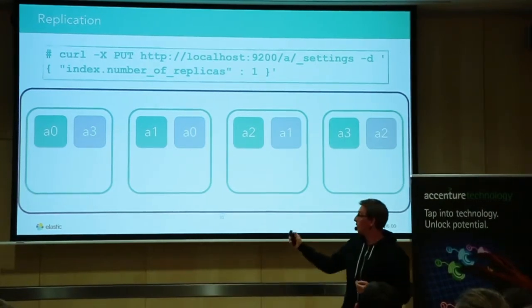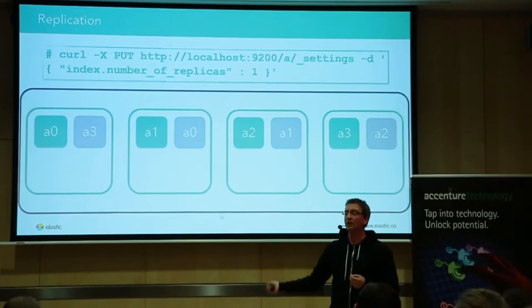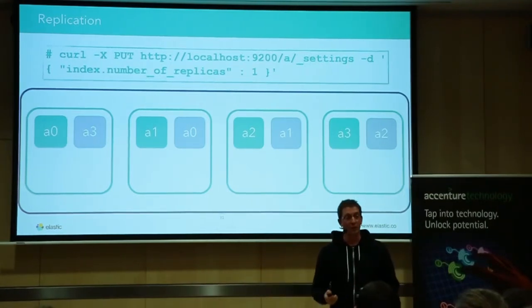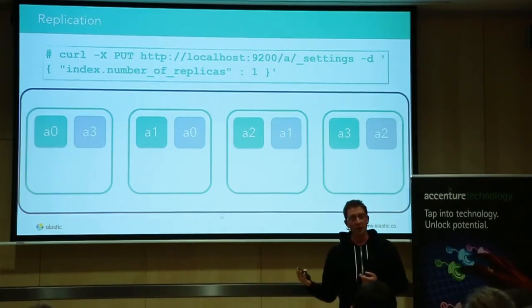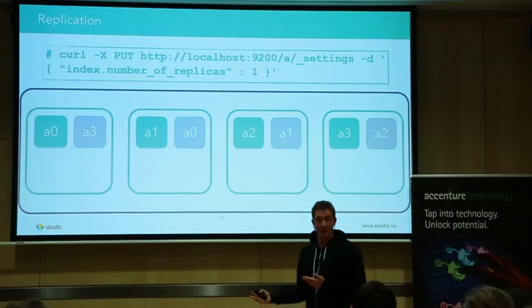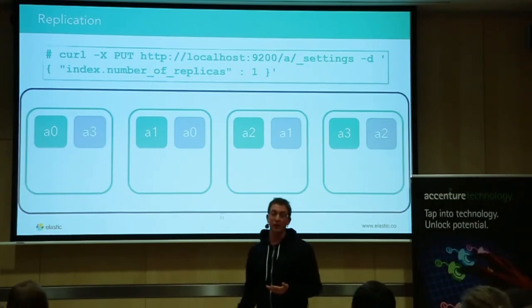One other nice property of this is because you have all of your data duplicated, you can have twice the throughput of queries, because you can either query the first shard or the second shard, the copy available. And that's just a nice side effect of having replicas available. It allows for read scalability.